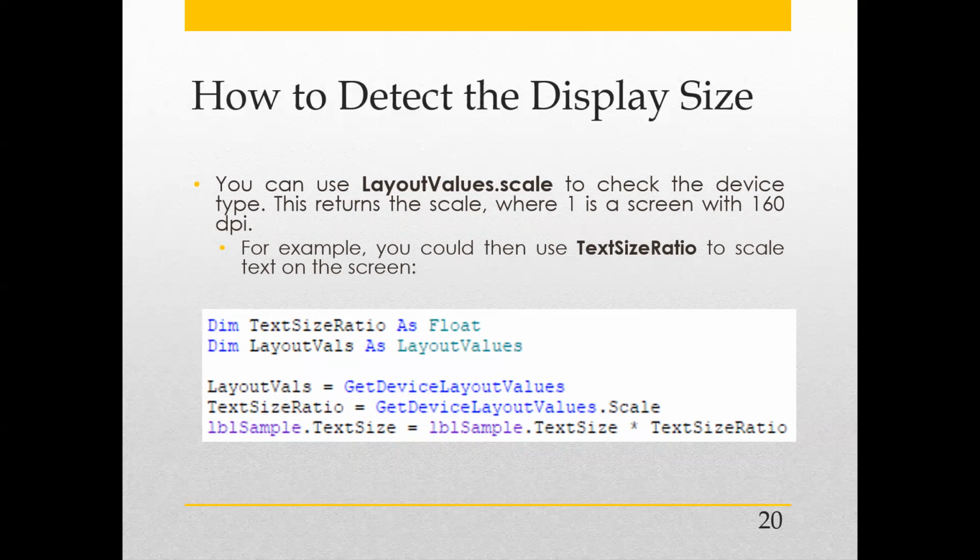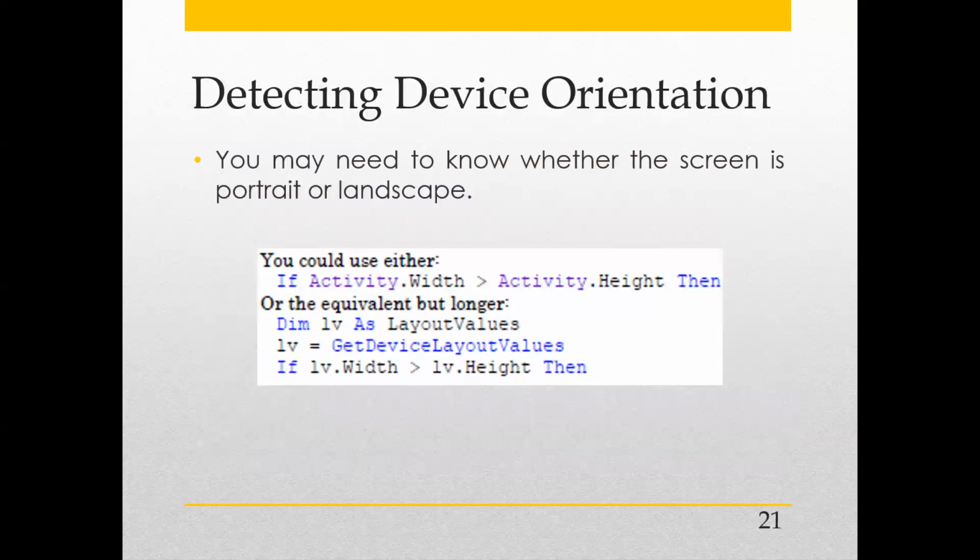Moreover, you can use LayoutValues.Scale to check the device type. This returns the scale where 1 is a screen with 160 DPI. For example, you can then use a text size ratio to scale text on the screen. The code is displayed in the illustration. Detecting device orientation. You may need to know whether the screen is portrait or landscape. To do that, often we look at the width and the height of the screen.